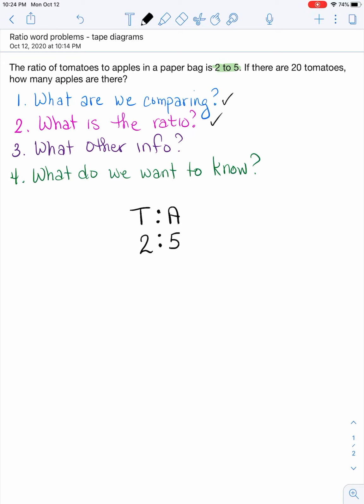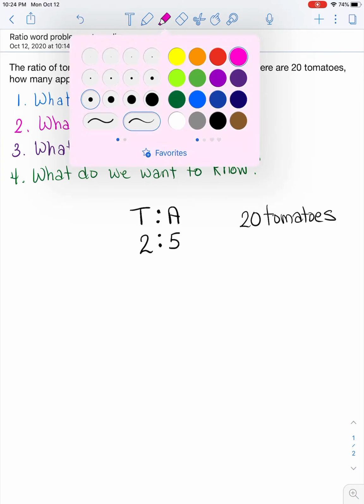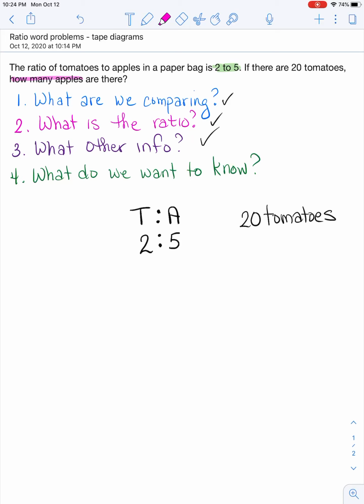What other information are they giving us? Well, if you continue to read in the problem, it says that there are 20 tomatoes. So I'm going to write over here 20 tomatoes. And then I have all the information. I don't have to keep on going back to the problem. So that takes care of what other information. Now, what is it that we want to know? Well, we want to know how many apples there are.